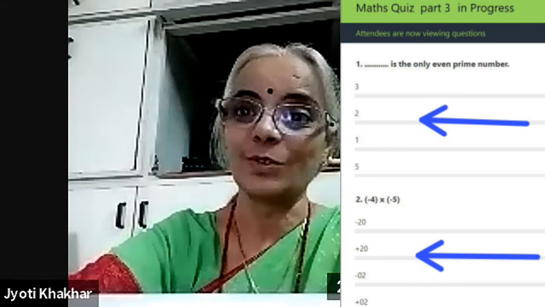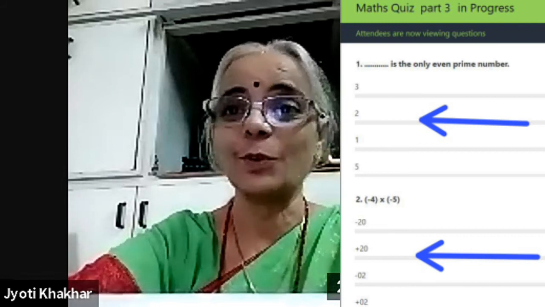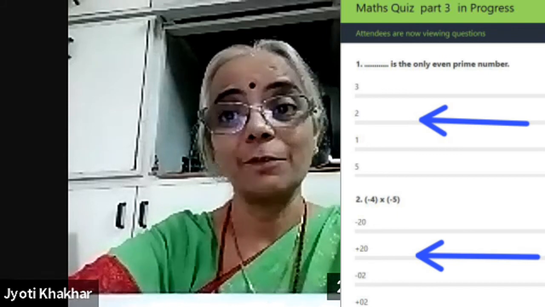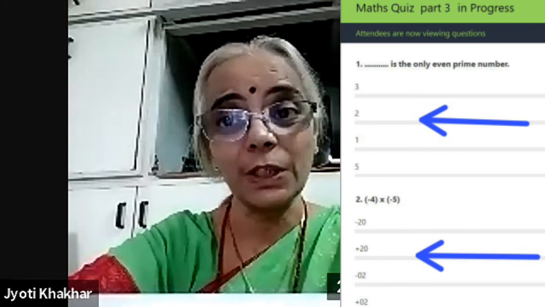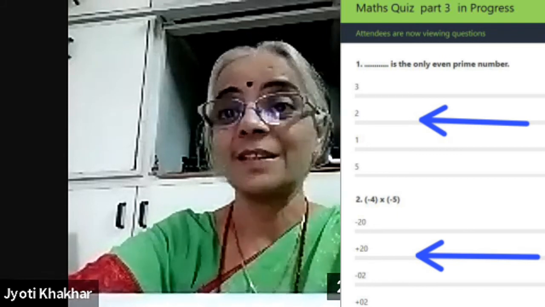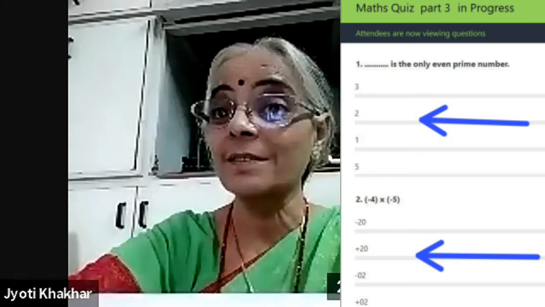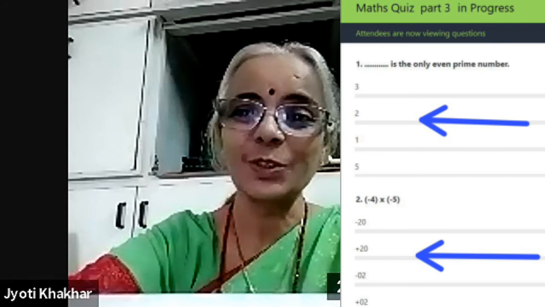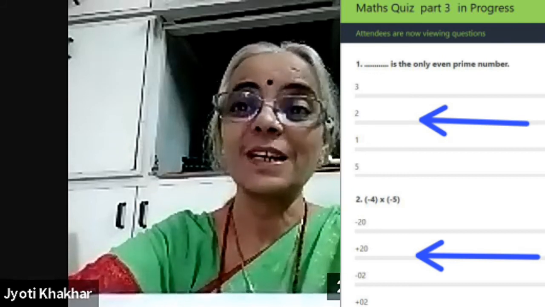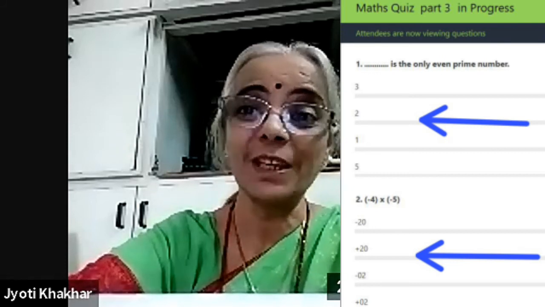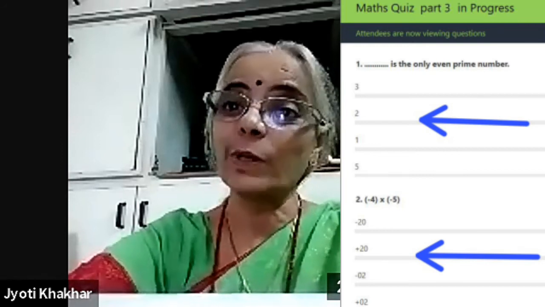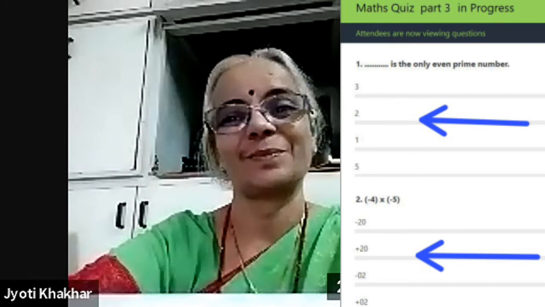The second question. -4 multiplied by -5. And when we multiply two negative numbers, the answer is always positive. And so the correct option is +20, option B.